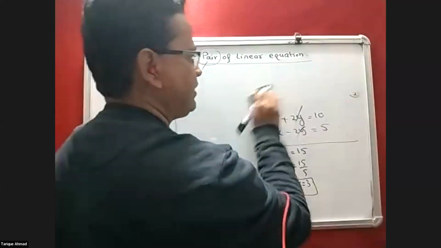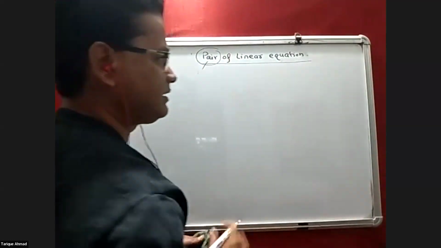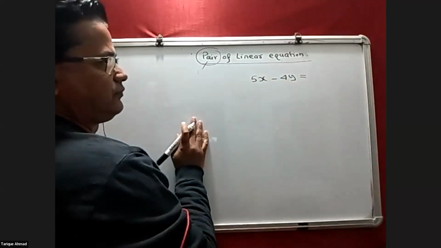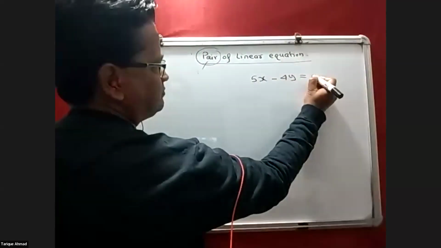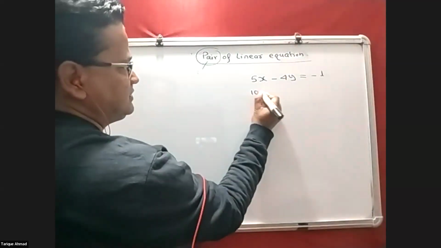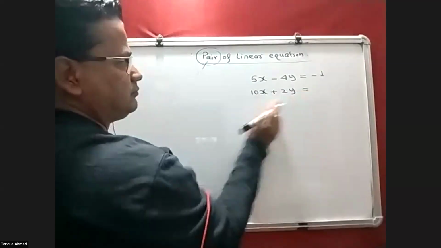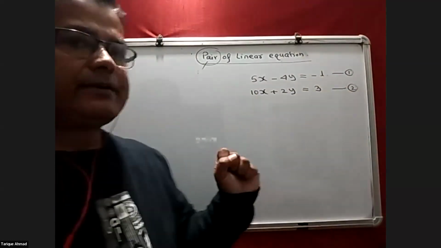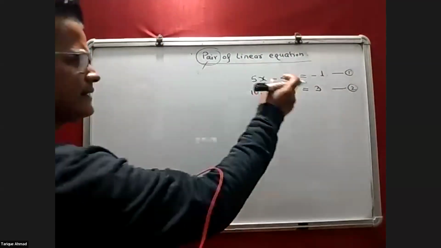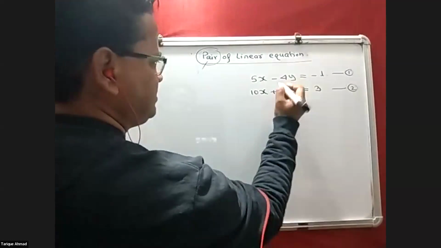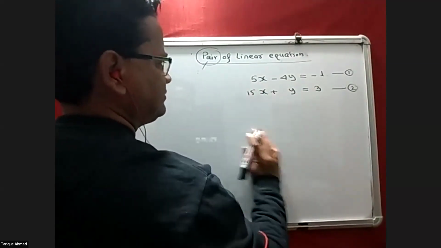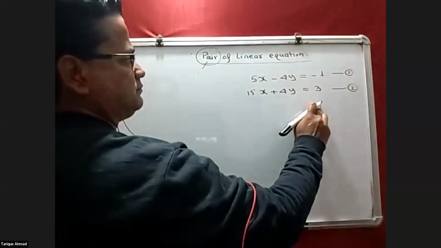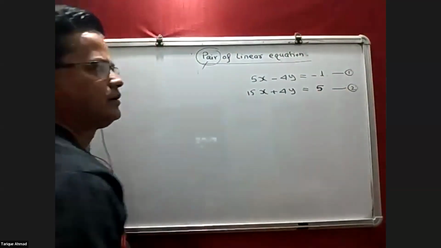So writing another one. Now this time I will go a little bit fast, because again I'm going to take a simple question. 5x minus 4y equals minus 1. 10x plus 2y equals 3. Or let's take any other number: 15x plus 4y equals 5.